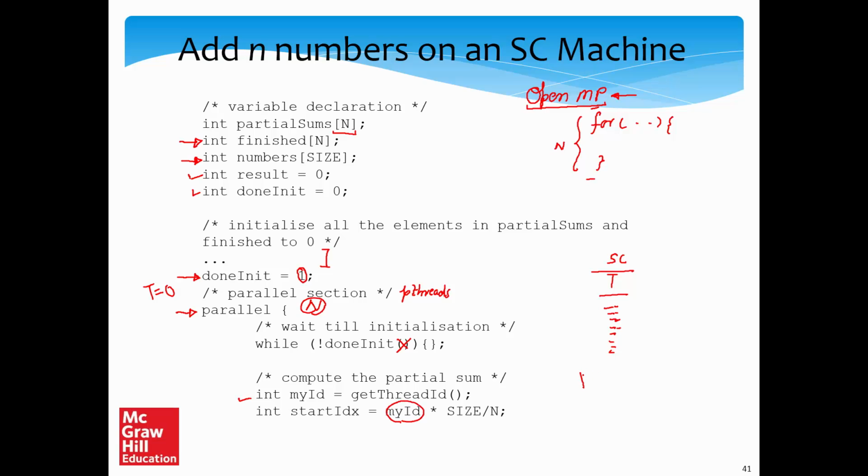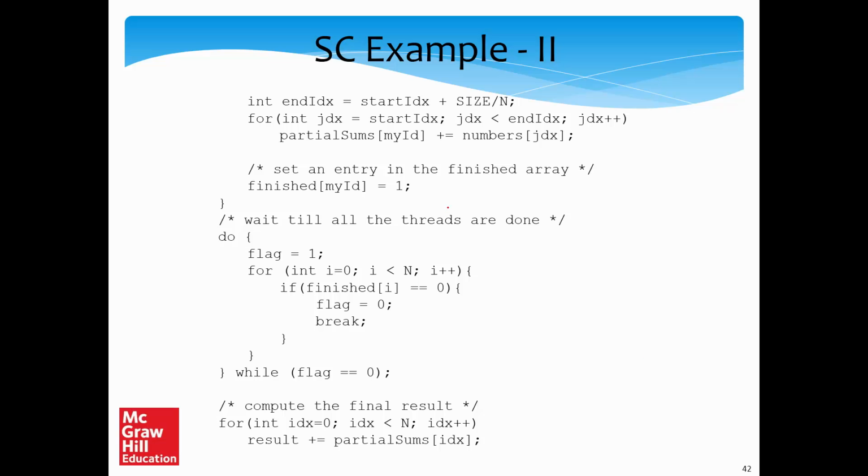So we're essentially breaking the large array into chunks. This is the exact approach we used with OpenMP, and each one of them starts at a different starting point. Similarly, we have an ending index, which is the start index plus size by n. We loop through the chunk of the array assigned to this particular thread and update the partial sums array. Finally, we set finished my ID equal to 1. Finished, recall, is an array of n elements. So the current thread just says that it is done and it comes out.